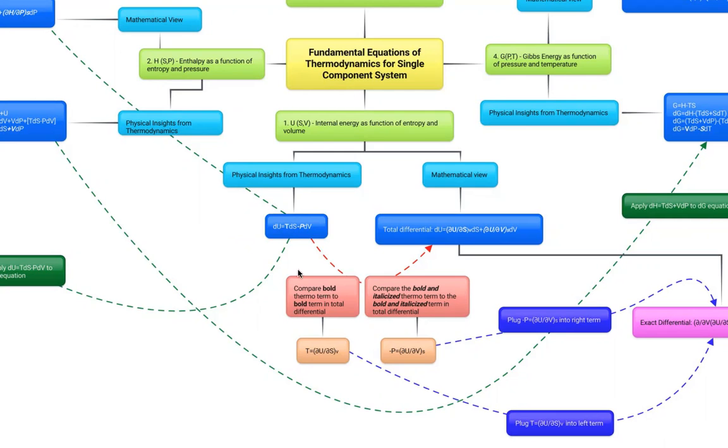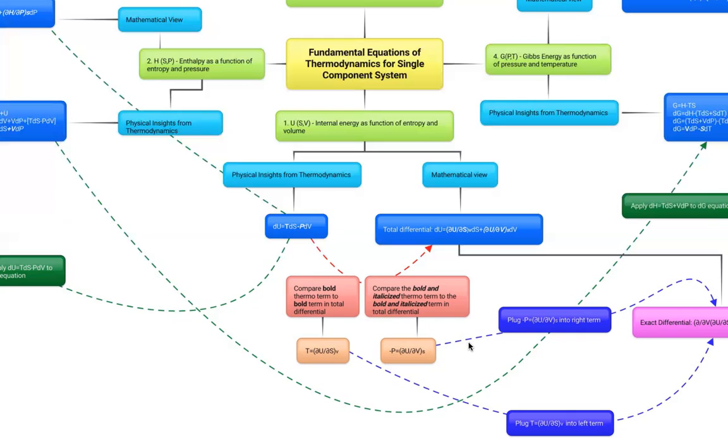If you do that, you see that T is equal to the change in U as S changes at constant volume. The right red bubble goes over a similar thing, where you relate the bold and italicized thermo term to the bold and italicized total differential term. Here that would be negative P in the thermo equation, and the change in U as volume changes at constant entropy. If you do that, you see that negative P equals the change in U as volume changes at constant entropy.